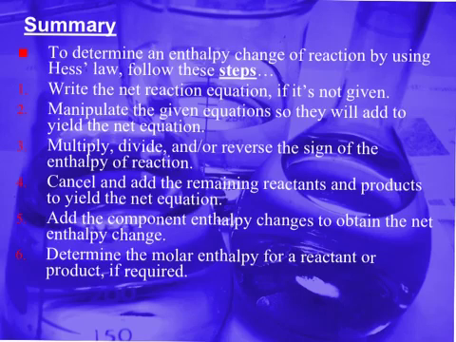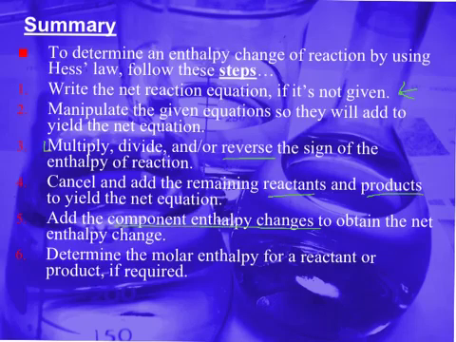Here on the last slide, let's summarize all the rules for Hess's Law problem solving. Determine enthalpy change for a reaction using Hess's Law. We have first to write the net equation, if we're not told what it is. And then we have to somehow manipulate the given equations so that they will add up to yield the final equation. Remember, you can multiply or divide by a constant factor, or even reverse the sign of the enthalpy change simply by flipping the products and the reactants. Next is to cancel out and add all the remaining reactants and the products, and then add the component enthalpy changes to obtain a net enthalpy change.